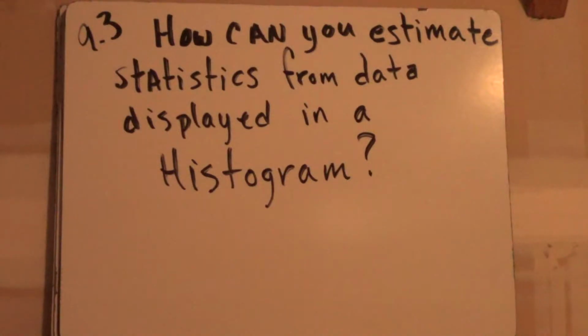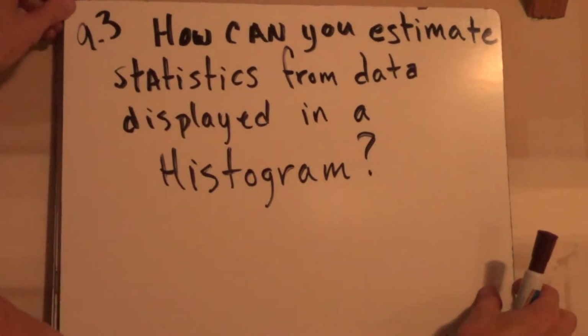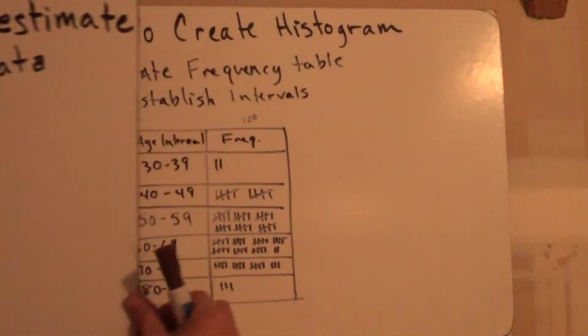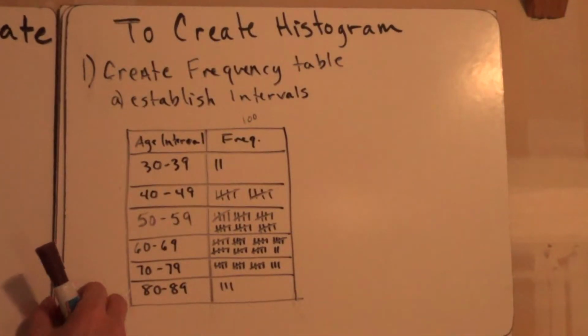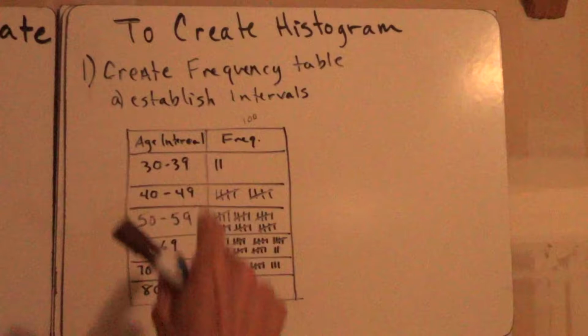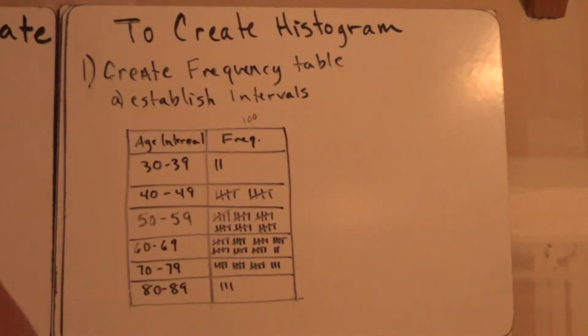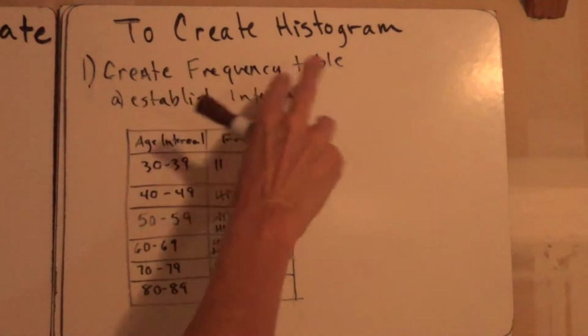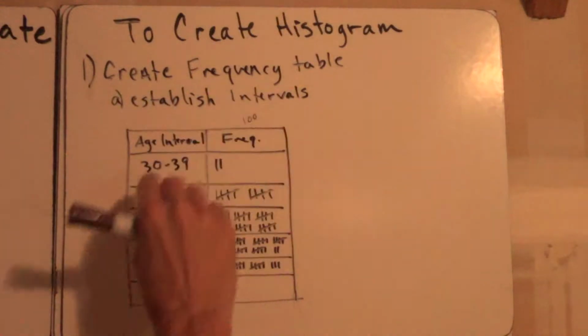Hey, this is 9.3. How can you estimate statistics from data displayed on a histogram? That's what we're going to look at today. Histograms, hopefully remember, are like bar graphs where you just connect the bars. So how to create a histogram, just go over that for a minute. First you create a frequency table, establish your intervals.